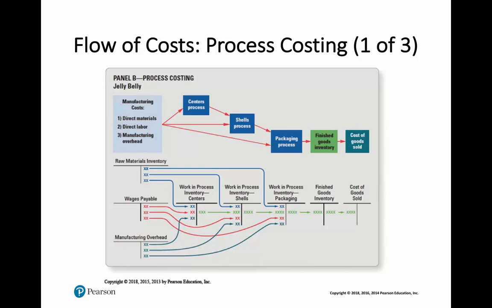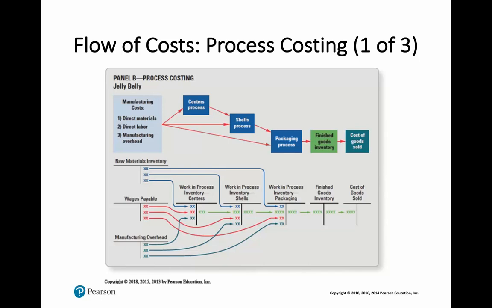So we have at the top the flow of physical goods and the flow of the physical products. We start with the centers. That would be our first stage of manufacturing. Then it goes to shell. Then it goes to packaging. So our difference from an accounting standpoint is that work in process stage of the manufacturing. Job costing, we have one work in process account. Process costing, we're going to have as many as we have departments in our manufacturing process.